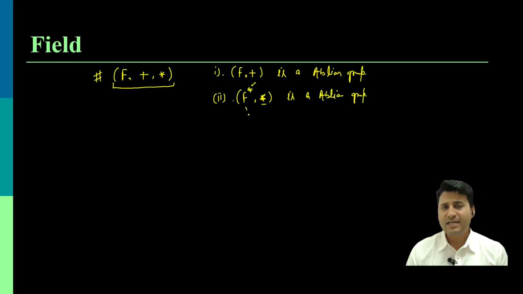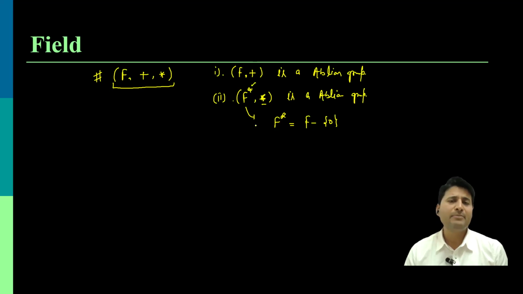Now, what is F star over here? F star is not the original F, but it is F minus 0. 0 is the identity with respect to the first operation. So, in the first part, we are proving F is an abelian group. In the second part, remove the additive identity from F and then prove that it is an abelian group.